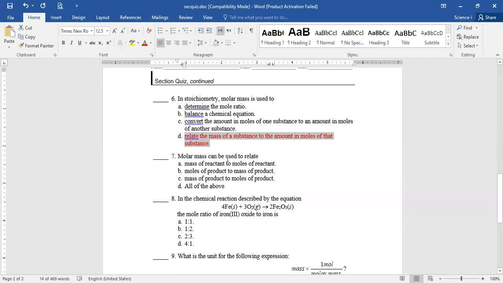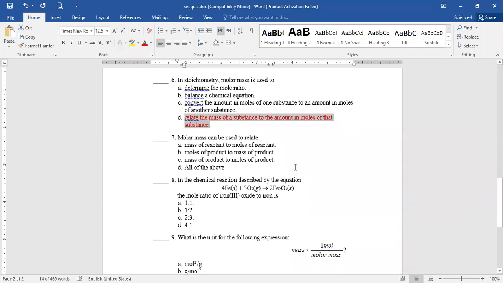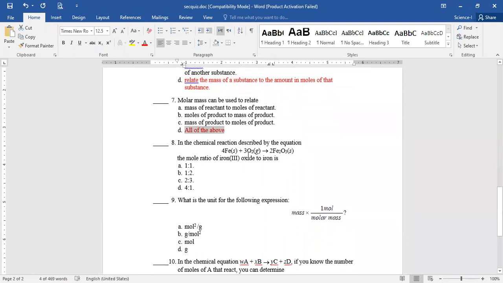Question number 7. Molar mass can be used to relate. D is the answer, okay, good. Then question 8. In the chemical reaction described by the equation, as you can see here, the mole ratio of iron 3 oxide to the iron is, yes, Yahya? 1 to 2, of course. Good.